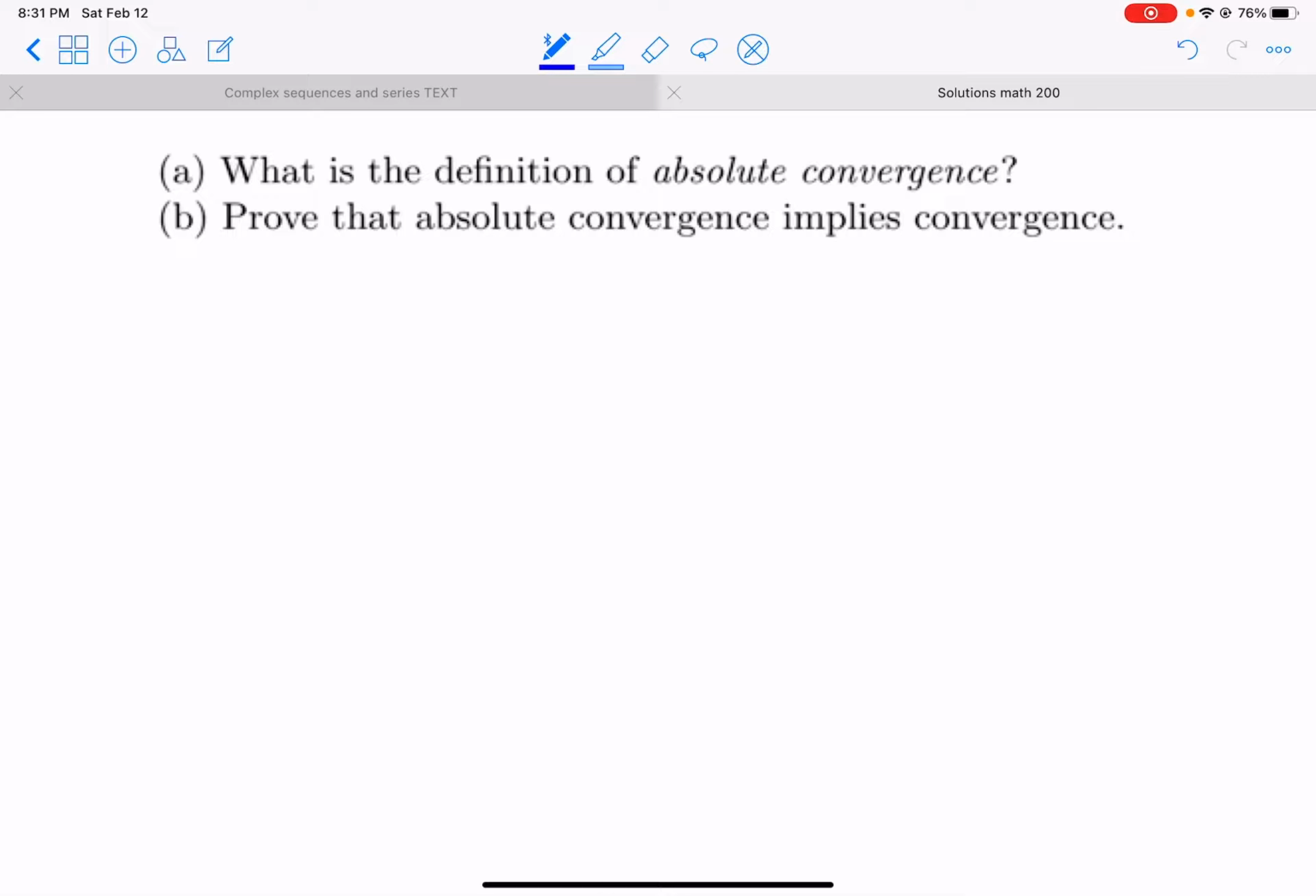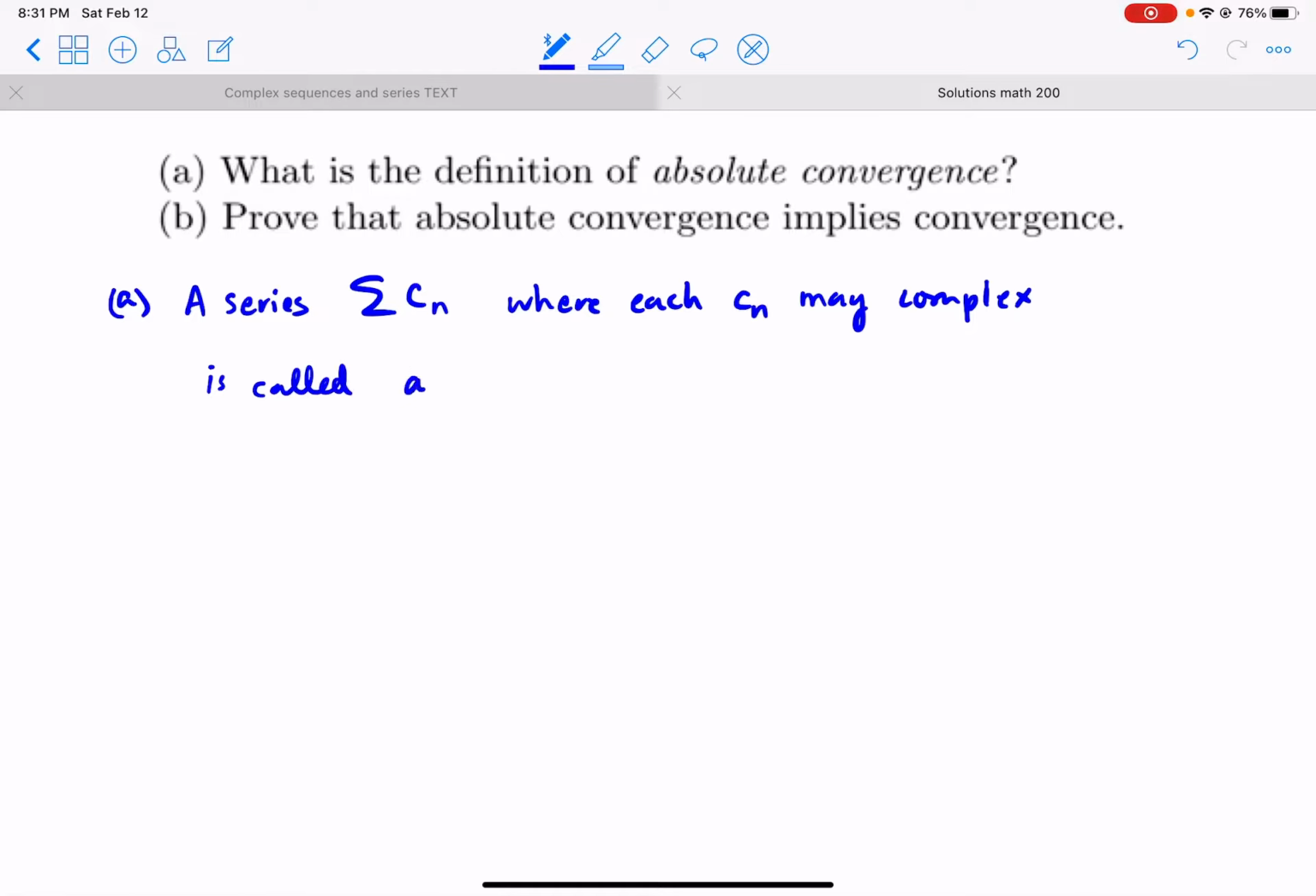Okay, hi everybody. So, what is the definition of absolute convergence? A series, the sum of the Cn, where each Cn may be complex, so it could be a series of complex numbers or real, is called absolutely convergent when, okay, now here's the definition.